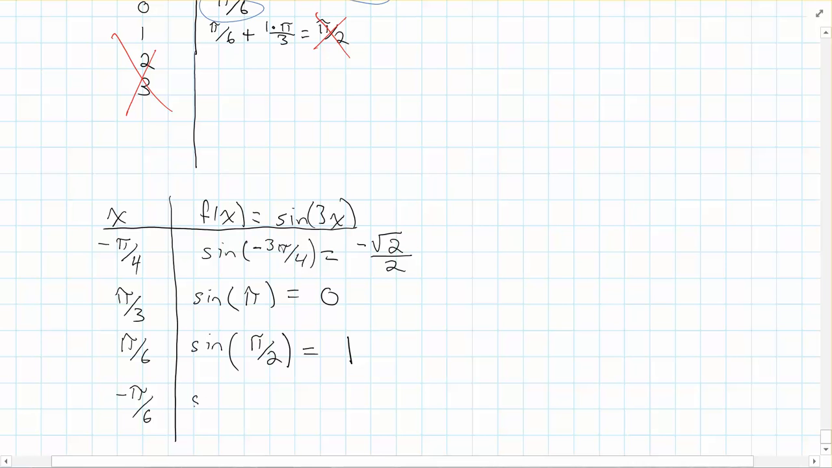And then if we did this again, we'd have sine of negative pi over 2, because you'd have negative pi over 6 times 3, which is equal to negative 1. And from this we can see here, this is my absolute max, and this is my absolute min.